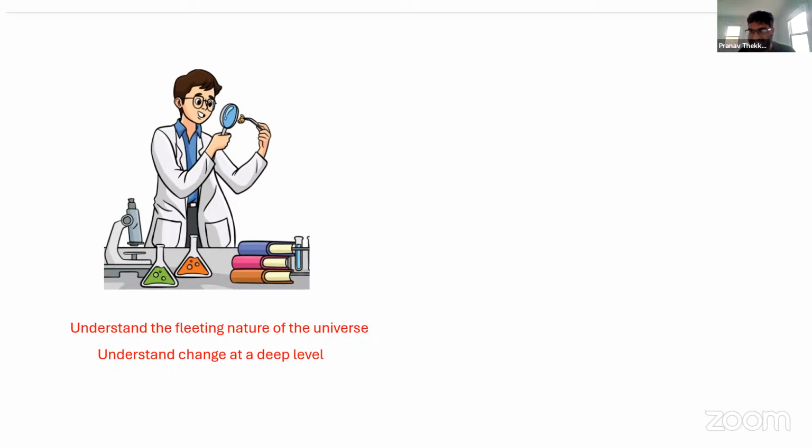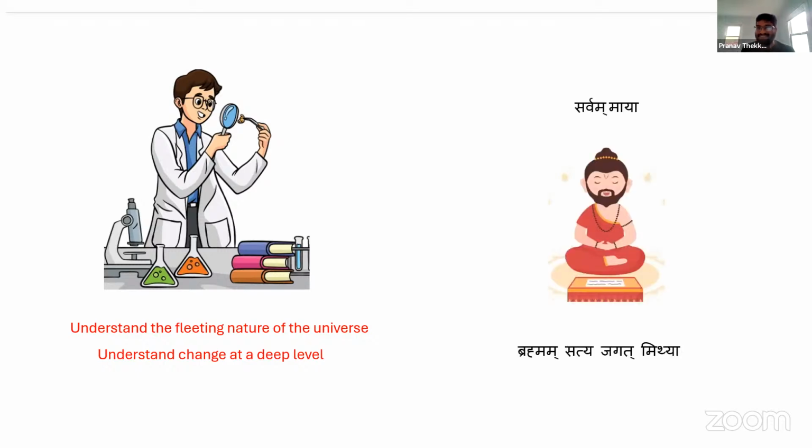Once he comes to this realization, and if he's fortunate that he meets a guru, then some of these sentences that are made in Vedanta, like Sarvam Maya, Brahma Satya Jagat Mithya, kind of resonate well because we understand change deeply. This one sentence, everything is Maya, we are able to connect to, because everything is Maya is essentially like saying everything is just change and everything just changes.